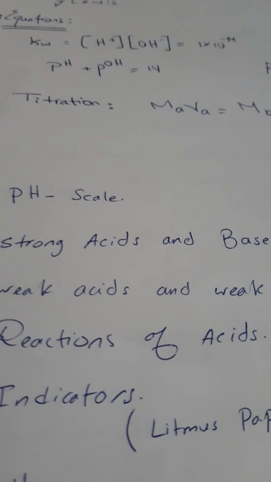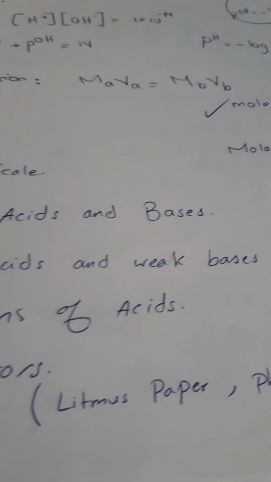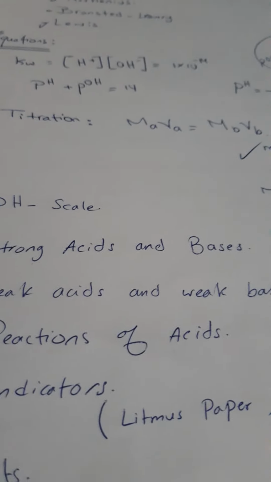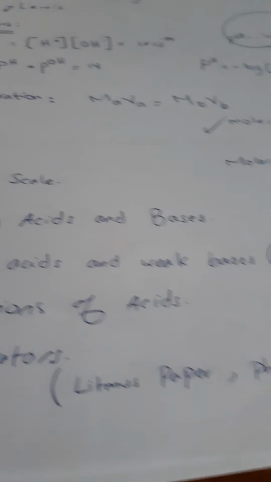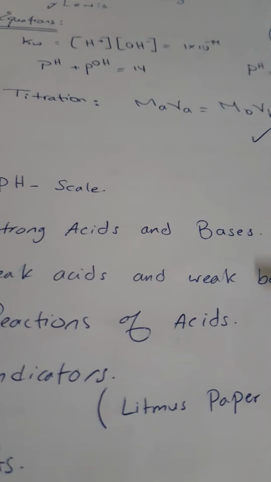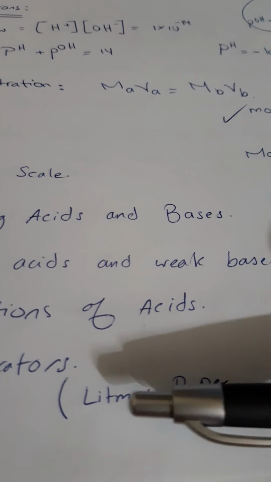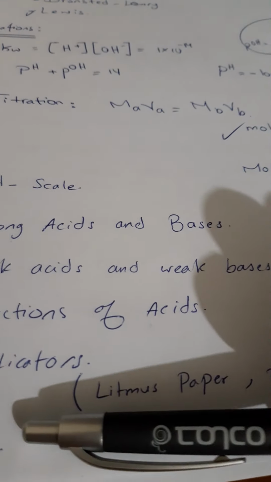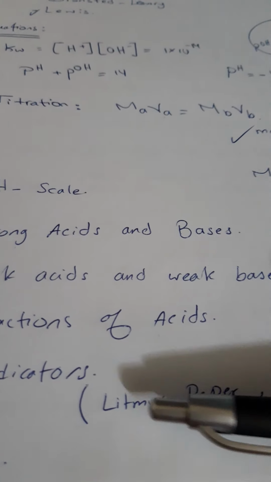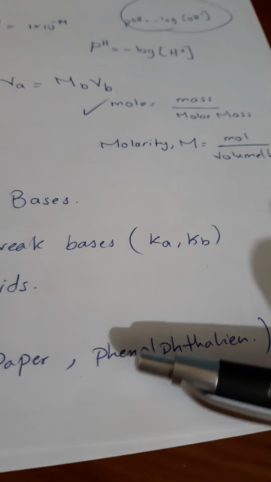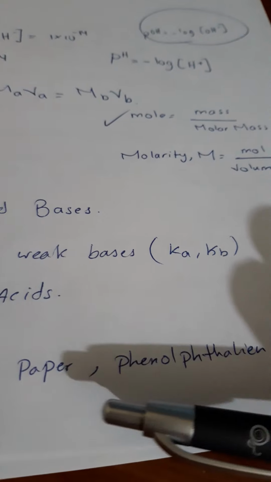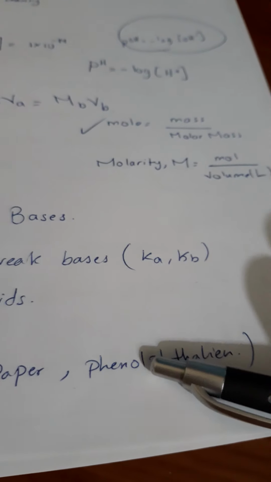You need to know 2 common indicators in the final exam and in the SAT exam as well. We have litmus paper, and you should know the color of acid and base with litmus paper. Litmus paper in acid solution is red, and litmus paper in basic solution is blue. We have phenolphthalein, the other indicator you need to know about. Its color in acidic solution is colorless. Its color in basic solution is pink.